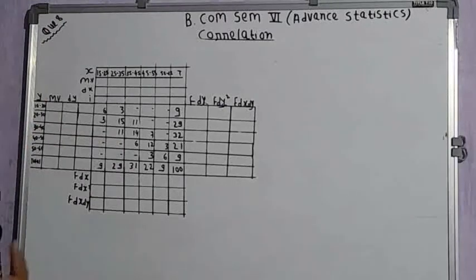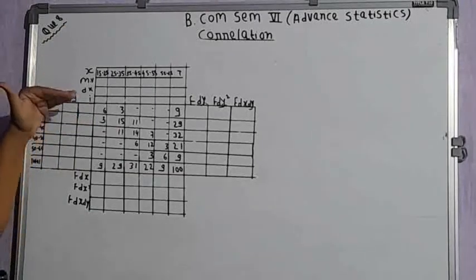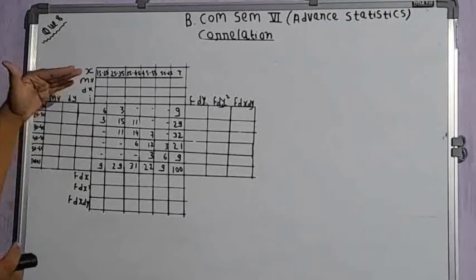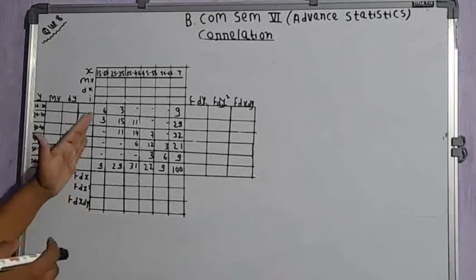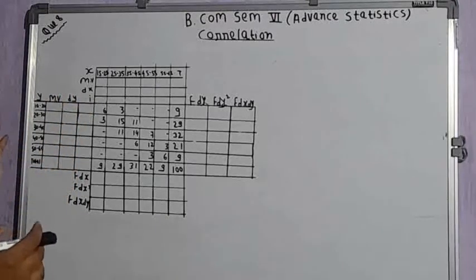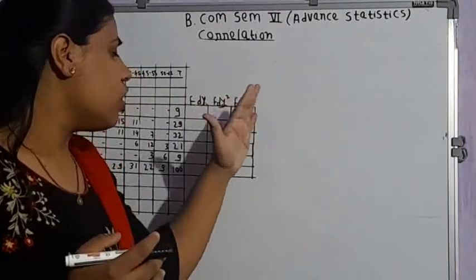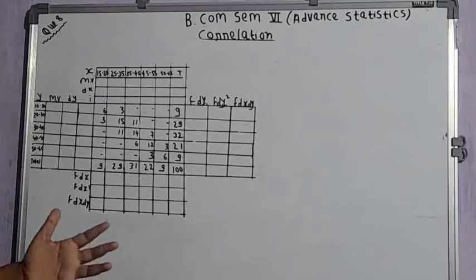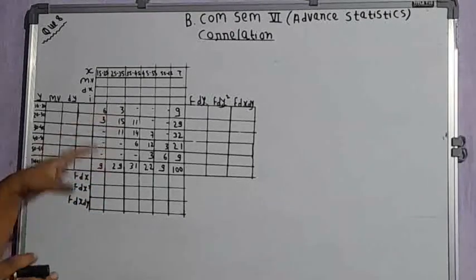Then we have to add 4 columns above the preparation table and 3 columns below the preparation table, and 4 columns on the left side of the preparation table and 3 columns on the right side of the preparation table. That's what we have to do, and that is how we have to prepare the preparation table.